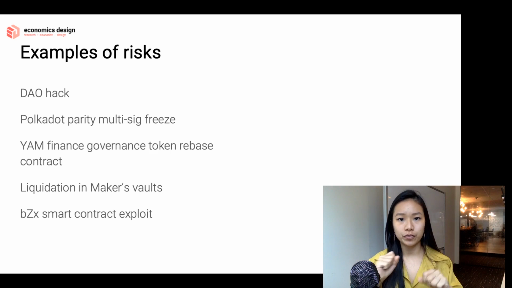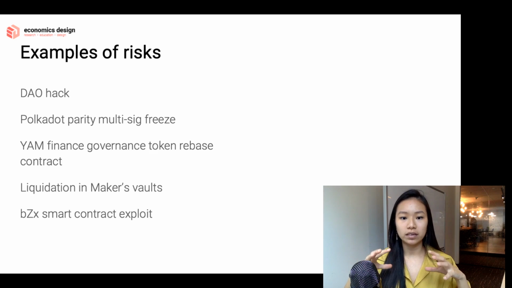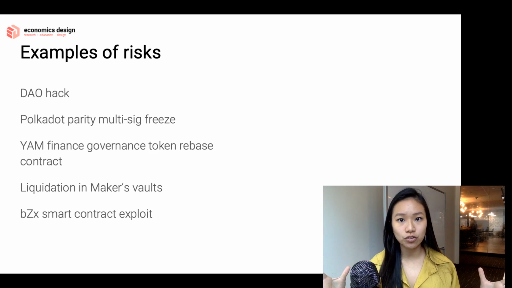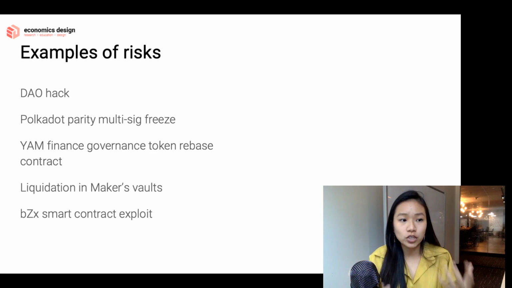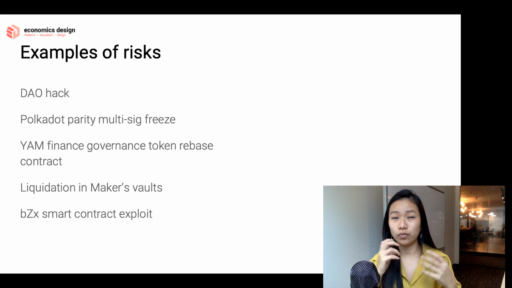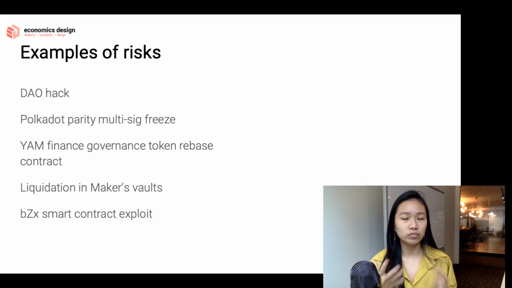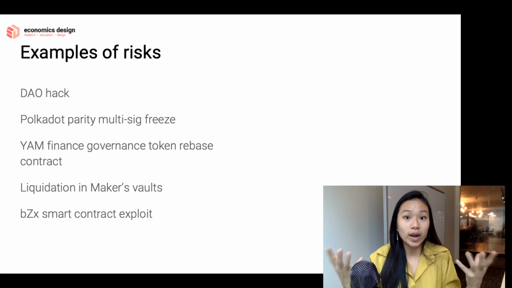So there are a lot of different risks available, and these risks are going to continue growing, because we are starting to explore the space, and there's still very little regulation, in fact almost no regulation in the crypto space itself, so the risk is quite large.